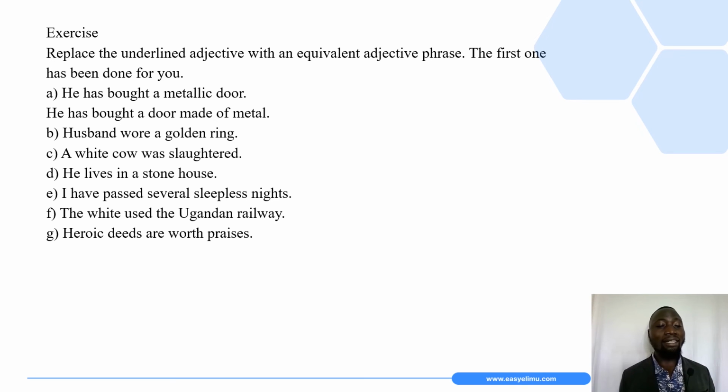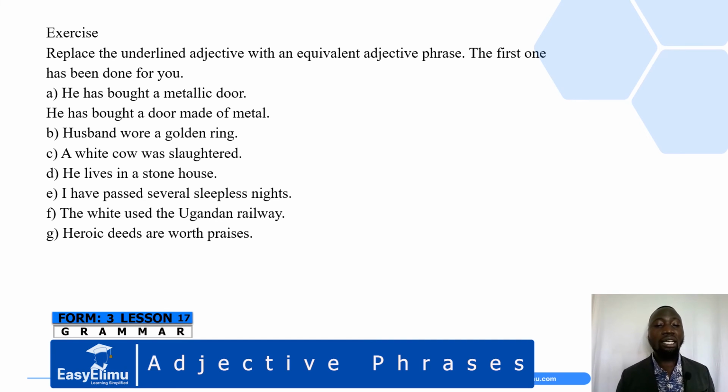The next sentence: a white cow was slaughtered. The response to that is, a cow with white skin was slaughtered. The next one: he lives in a stone house. And the answer to that is, he lives in a house built of stone. That is followed by the next: I have passed several sleepless nights. And the response to that is, I have passed several nights without sleep.